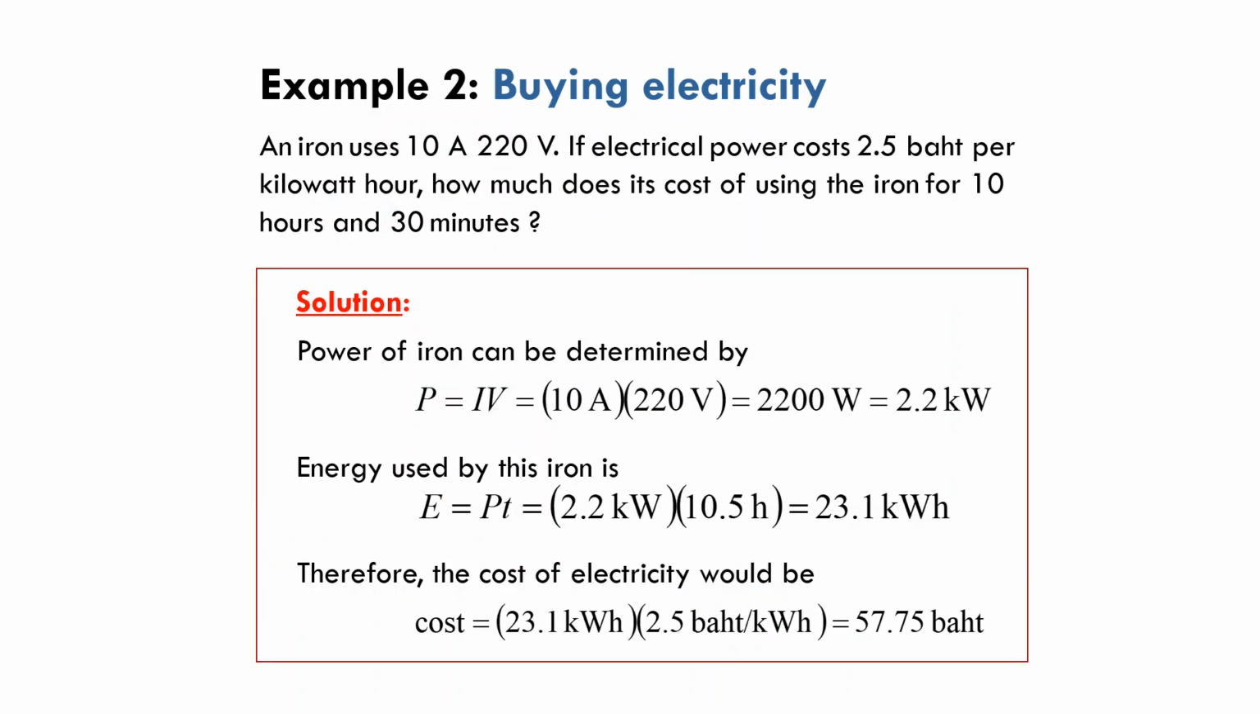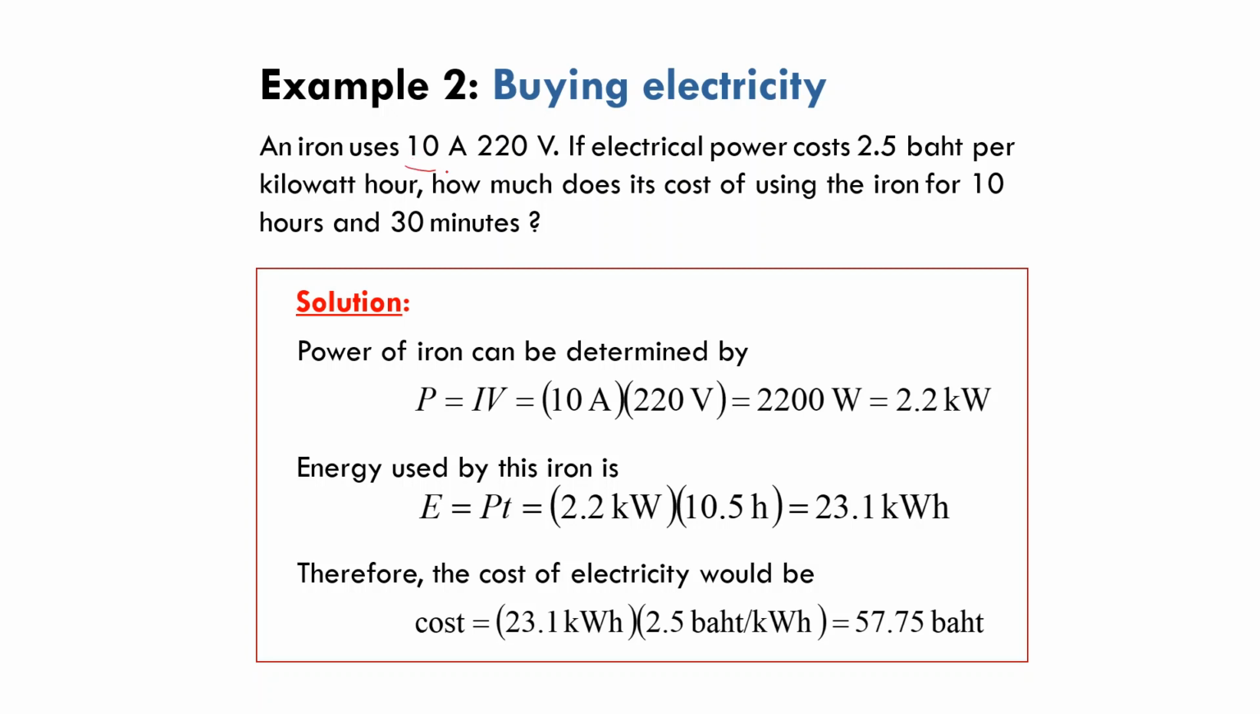Okay, now I have another example. This time I use an iron: 10 amp, 220 volt. If electrical power costs 2.5 baht per kilowatt hour, how much does it cost using the iron for 10 hours 30 minutes? First of all, we have to identify what the exercise gives us.